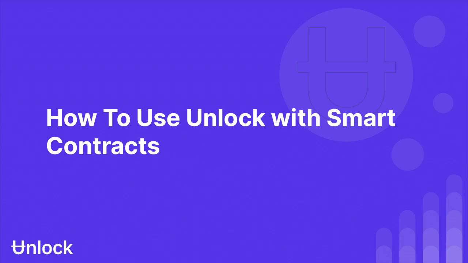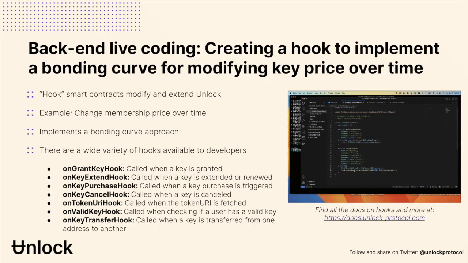How to use Unlock in smart contracts. Here we're doing something a bit special, which is we're going to implement a hook to modify the behavior of the PublicLock, which is the membership contract. What we want to do here is something actually pretty simple. We want to make sure that every time a new membership is sold, the price of the next membership goes up a little bit.